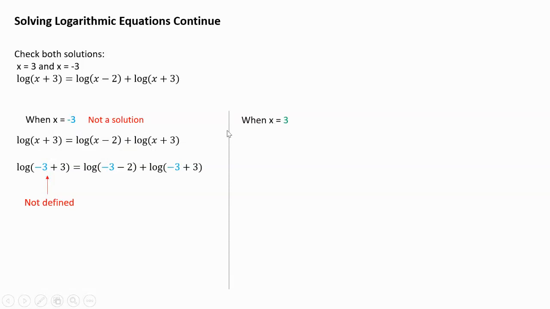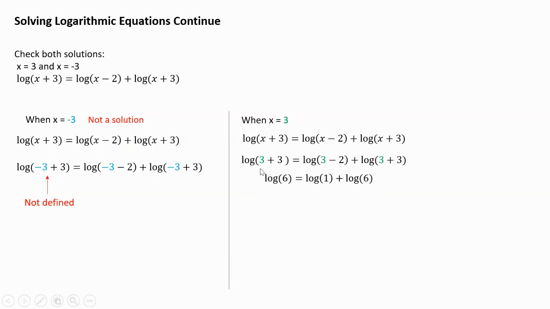Now let's plug in the 3. Okay, the value of 3. So we put in 3, right? It'll be 3 plus 3, and here will be 3 minus 2, and here will be 3 plus 3. So we get log base 10 of 6, this is 1, and this is plus log base 10 of 6.